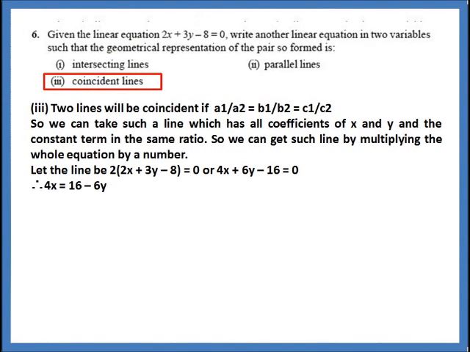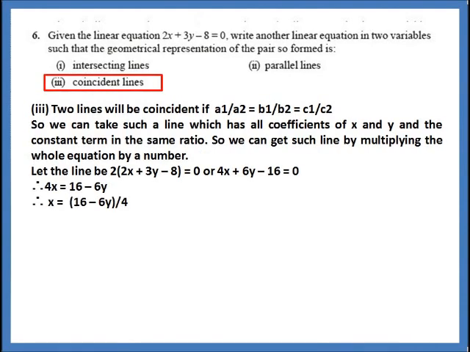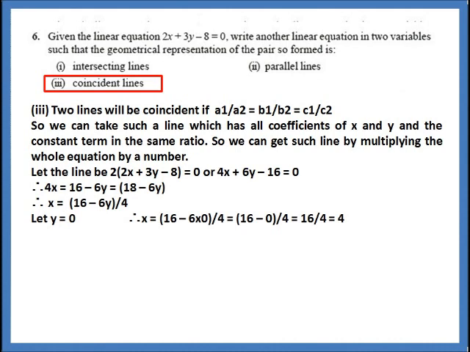Therefore, 4x is equal to 16 minus 6y. Therefore, x is equal to 16 minus 6y divided by 4. Let y is equal to 0. Therefore, x is equal to 16 minus 6 into 0 divided by 4. So this is equal to 16 minus 0 upon 4, which is 16 upon 4, that is equal to 4.